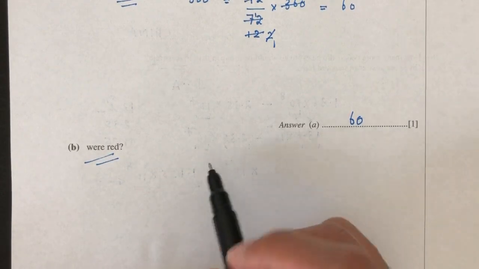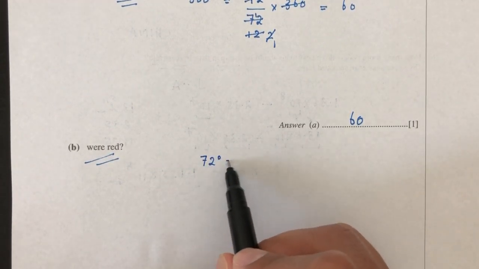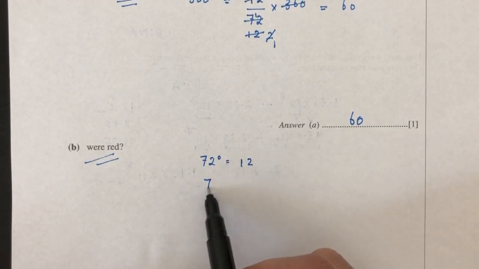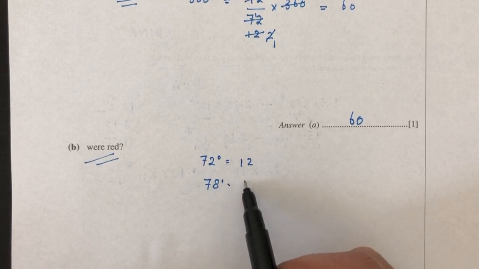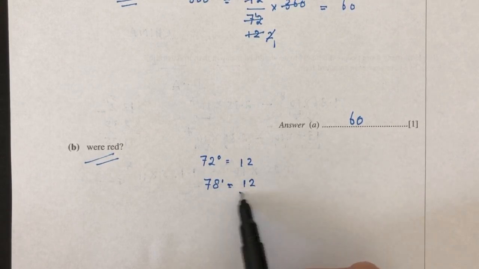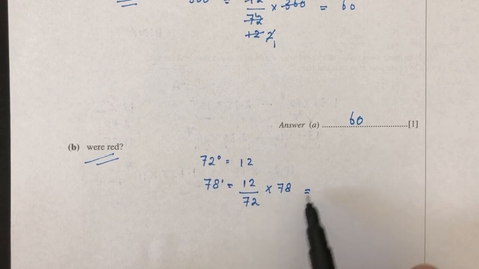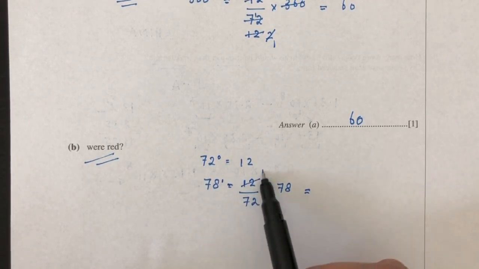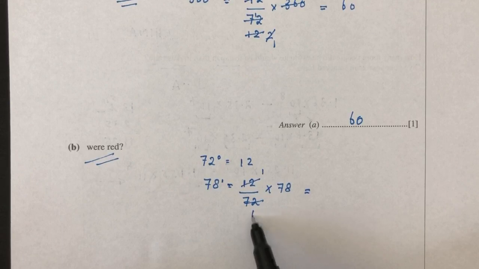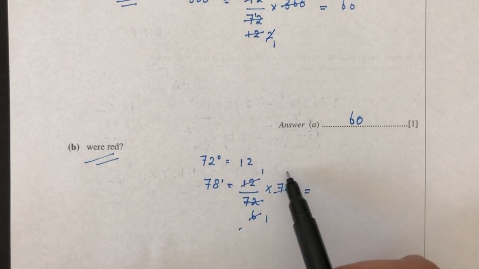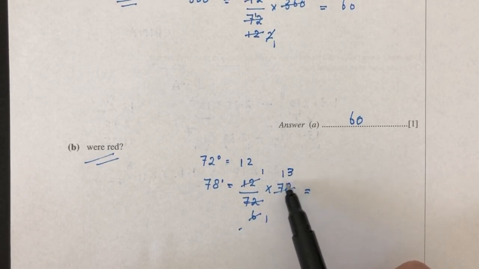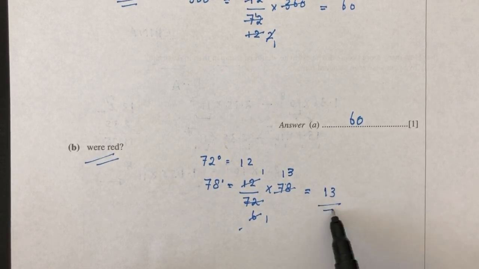So let's find that. We know that 72 degrees is equal to 12 cars. So 78 degrees will be 12 divided by 72 times 78. That will be 13. So 13 cars were red.